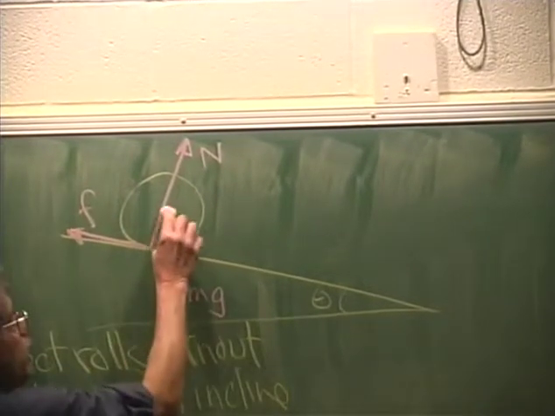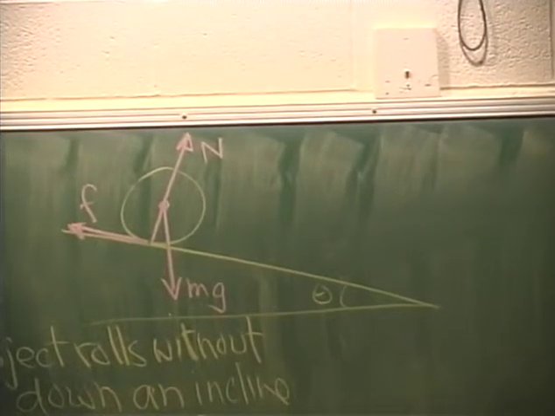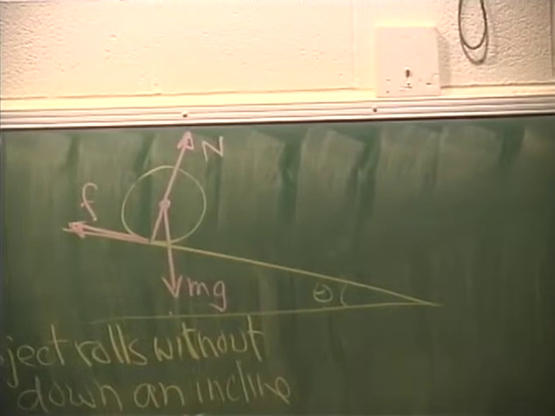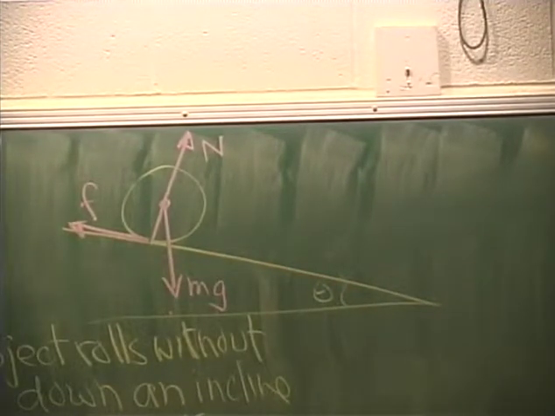There is no torque except the torque provided by friction. If you're calculating with respect to this point here, friction is the only force in that picture that can give this thing some angular acceleration. So if I say it's rolling without slipping down an incline, I'm telling you there's friction in the problem. I never said it, but it's got to be there, otherwise it wouldn't have rolled. So those are the three forces acting.